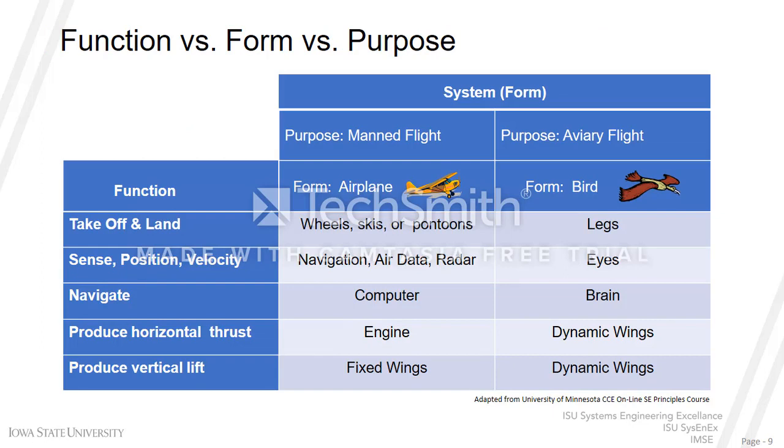One example that comes from some of the readings is the purpose being manned flight versus aviary flight. So both of them have, at a high level, a similar purpose of flight, but one with a human being and one with an aviary or bird. That's the purpose. The form then becomes either an airplane or a bird, and then the function becomes all the different elements underneath. I won't go through this in great detail here, but this is just a very simple view to explain how purpose needs to come first, followed by form, and then by function.